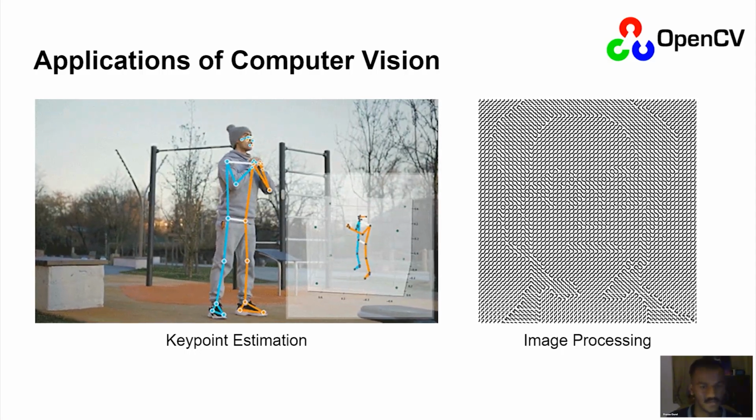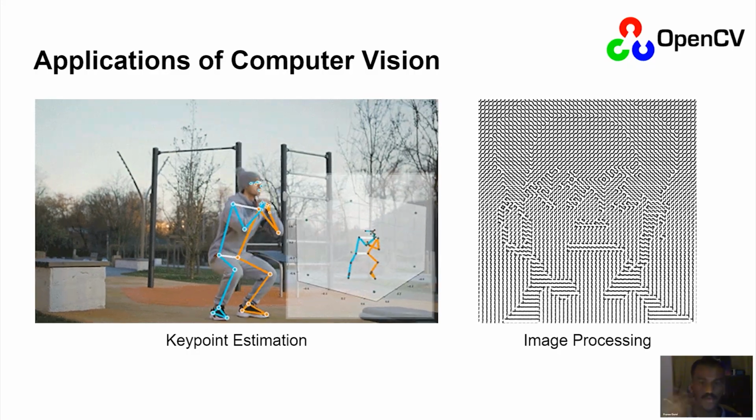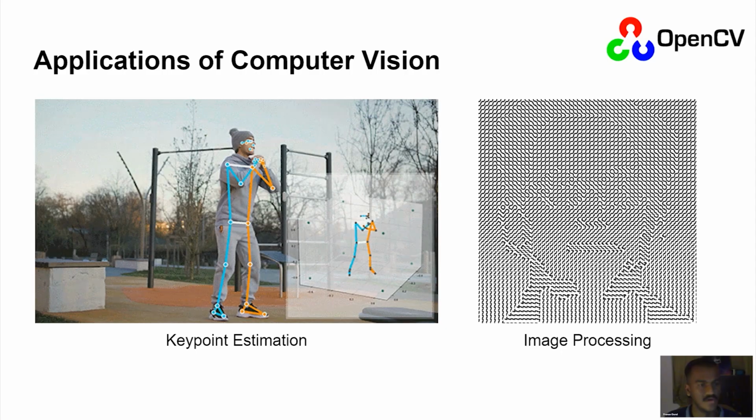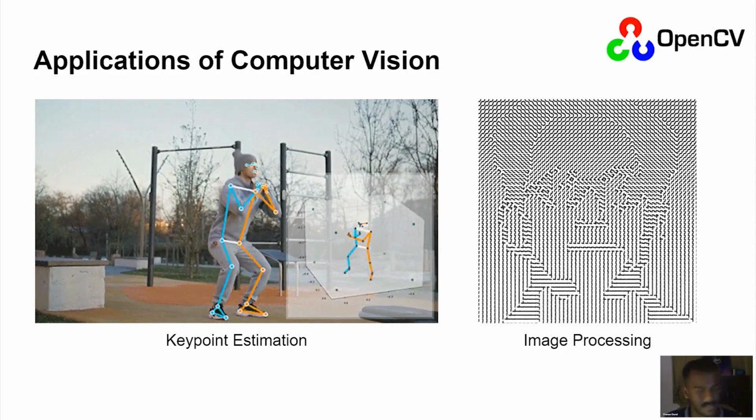What if the gym is empty and you're the only one there, and you want accurate representation? Now, this is one example of key point estimation, right?